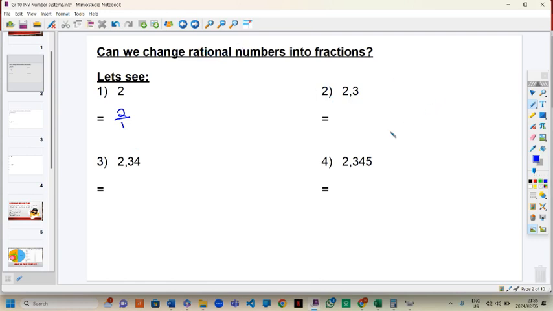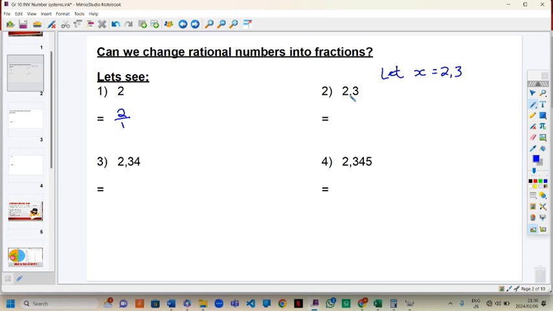Let's get into a good habit here. What I want you to do is say I want to make this equal a letter. So let x, whatever letter you want, equal 2 comma 3. Now I want you to move this comma right to the end. How many places am I going to move this comma if I want it at the end of the number, to the far right? I'm moving it 1 place.